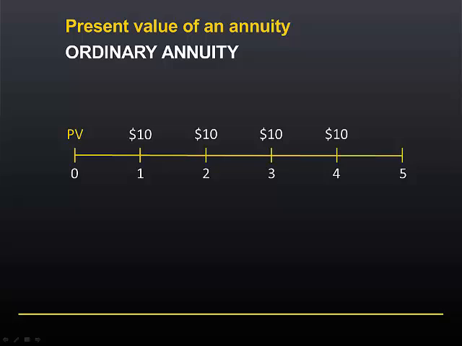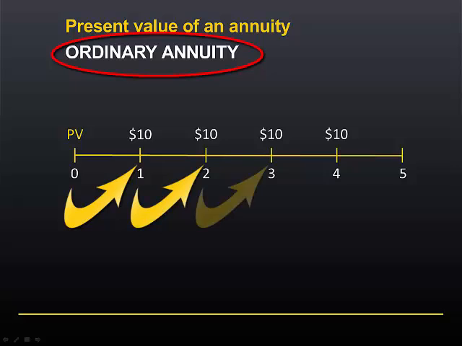Before we look at a shortcut formula for the present value of an annuity, it is important to emphasize again that the basic formulas that we use assume that each cash flow occurs at the end of each period. When that occurs, we call it an ordinary annuity. In this case, we have a 4-period ordinary annuity, with $10 cash flows occurring at the end of each of 4 periods.